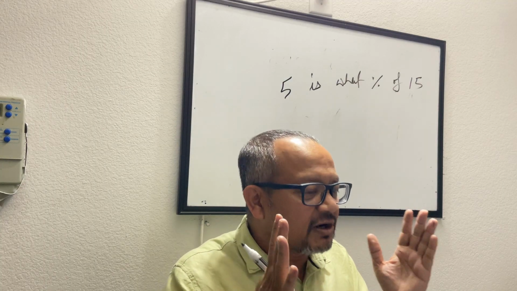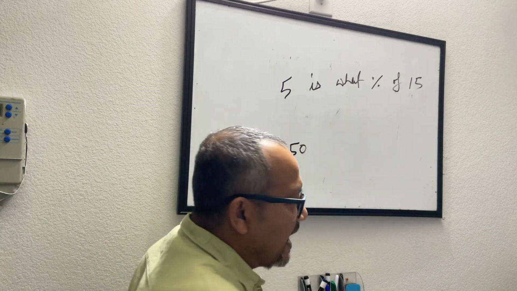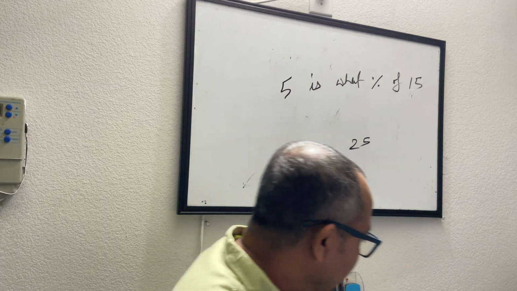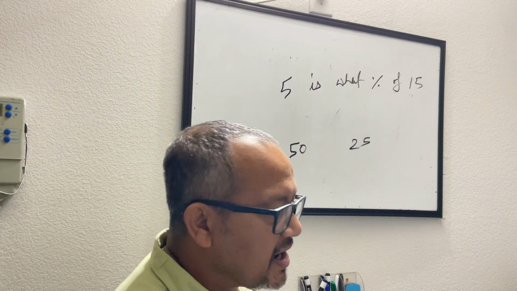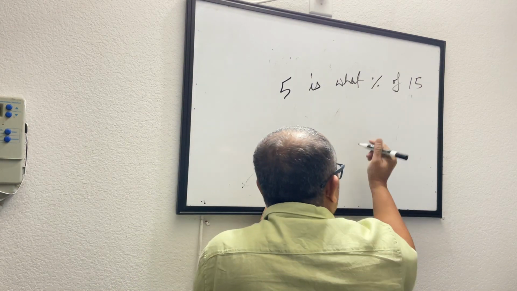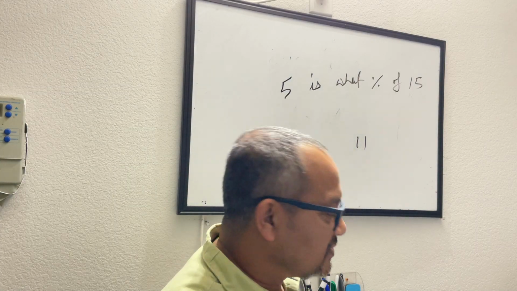Let's say if Manas was 20, let's round it. Let's say I'm 50, okay? And if Manas was 25, then you would say, okay, Manas is 50% of my age. But that is not the case. Manas is too young. He is only 11. So I'm saying, okay, tell me, Manas's age is what percentage of my age?